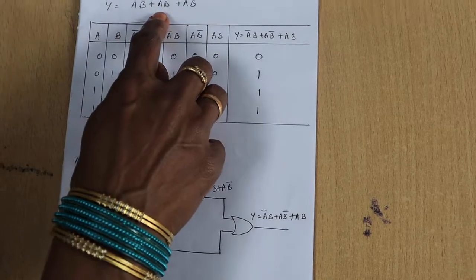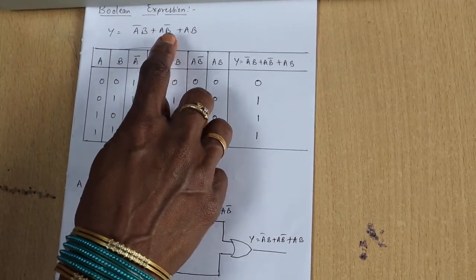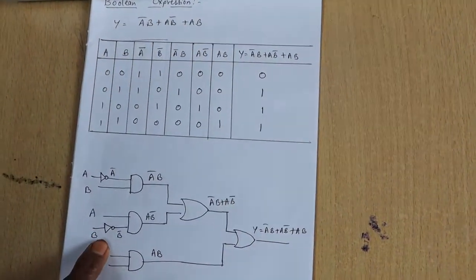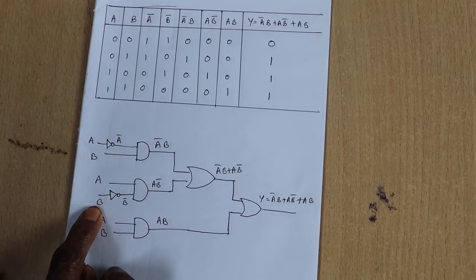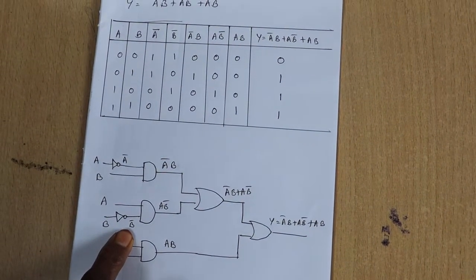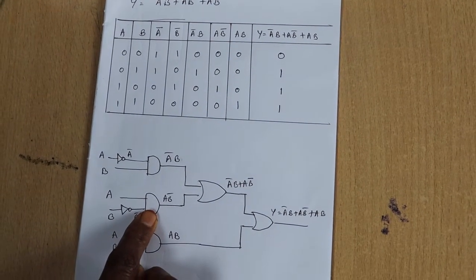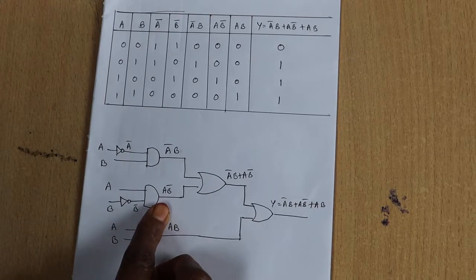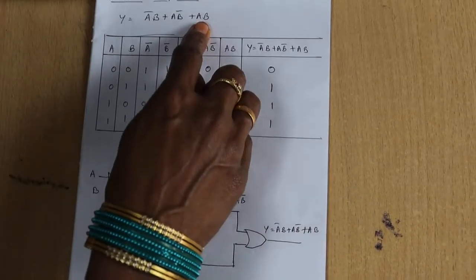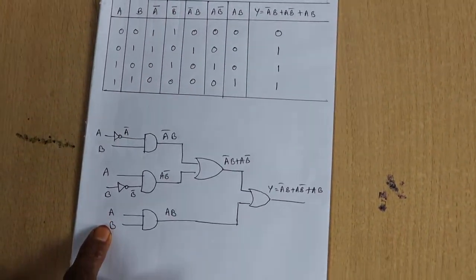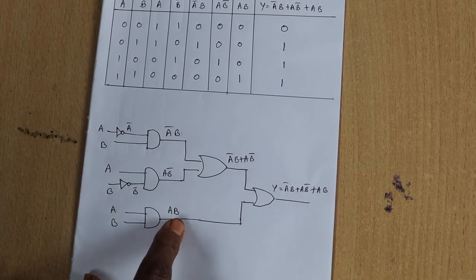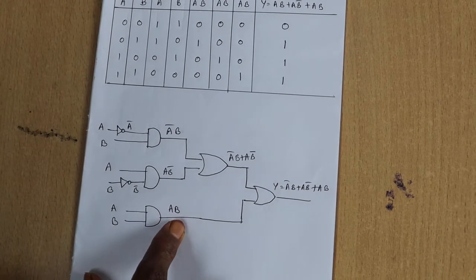And second min term is a b bar. So for getting the b bar, again you have to connect one NOT gate. B is connected to the NOT gate, you will get b bar. Next, for second AND gate, a and b bar are given as an input. So the output is a b bar. And third min term is a b. So a b directly connected to the AND gate, you will get the expression a b.